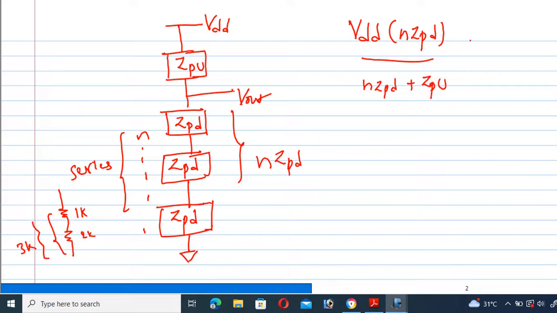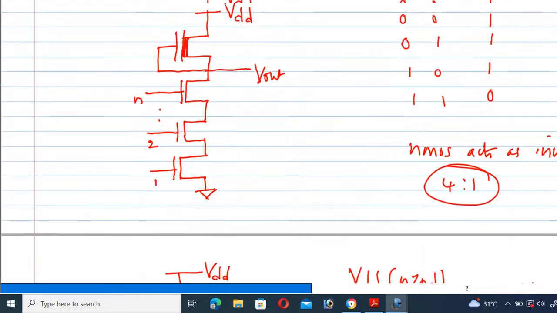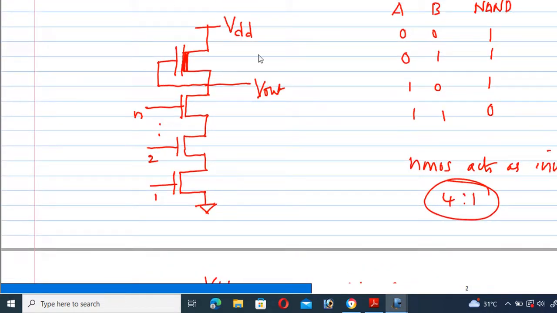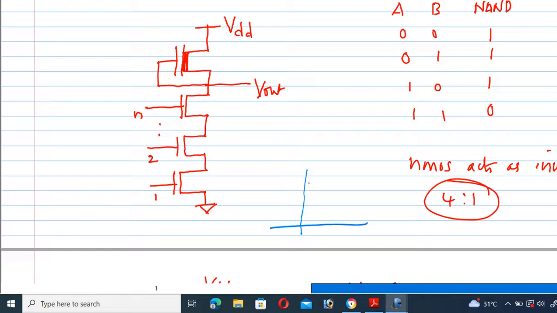ZPU, this ratio must be less than 0.2 of VDD. Why? Because this NMOS transistor produces a weak zero output, a weak zero voltage. That means it cannot be reduced all the way and cannot produce the complete output. If you observe the characteristics of the NMOS transistor, it produces like this only. This is generally called VOL. This is VDD minus VTH.